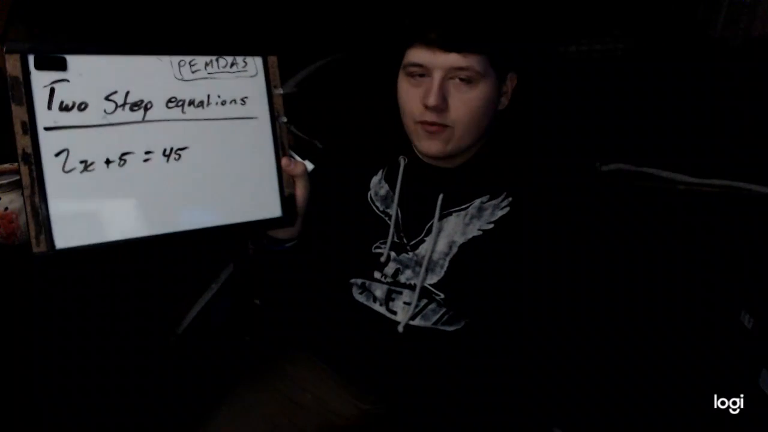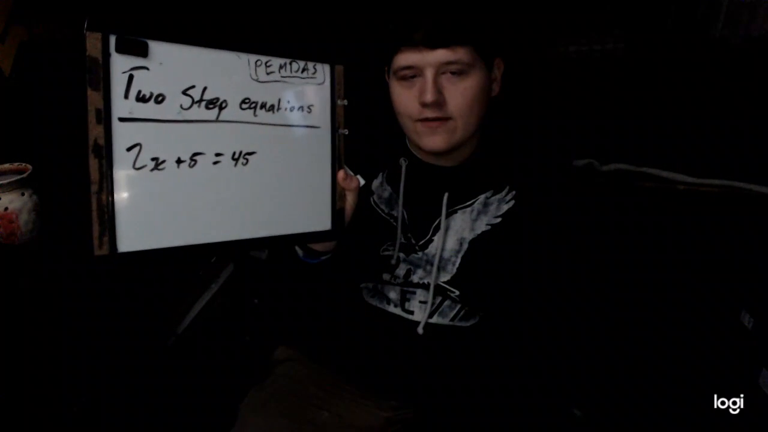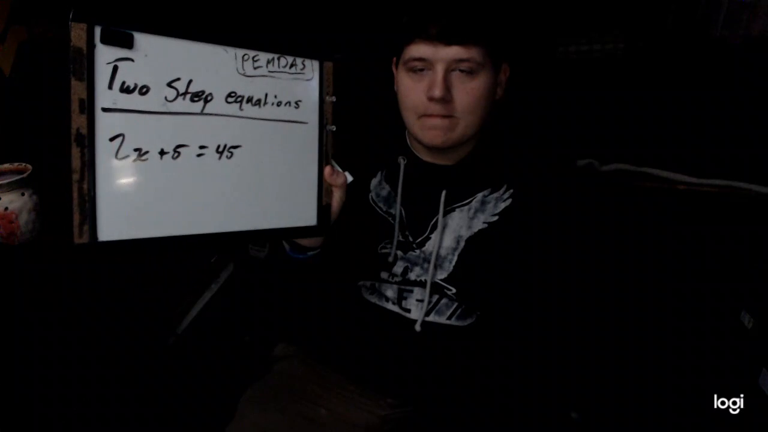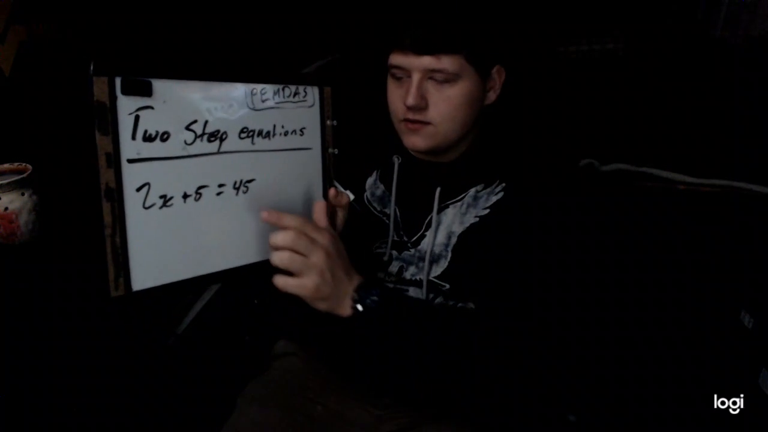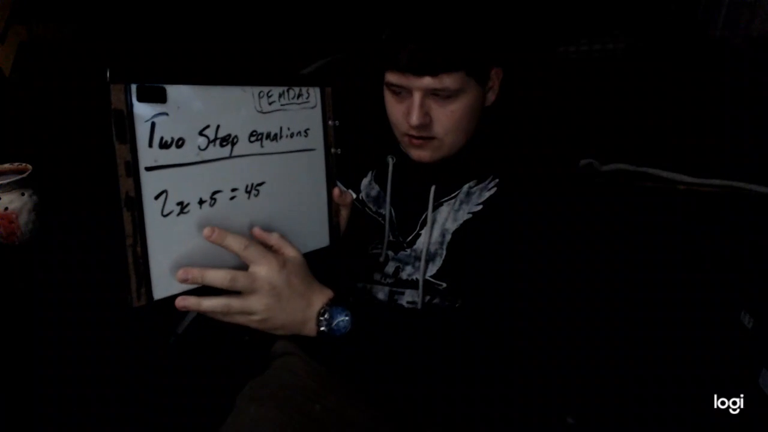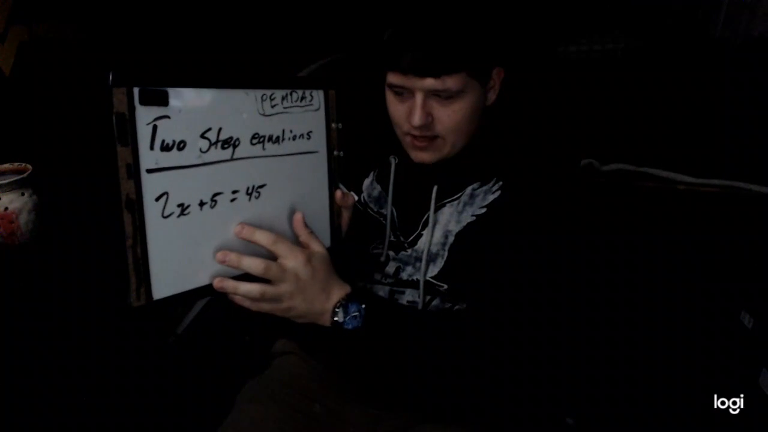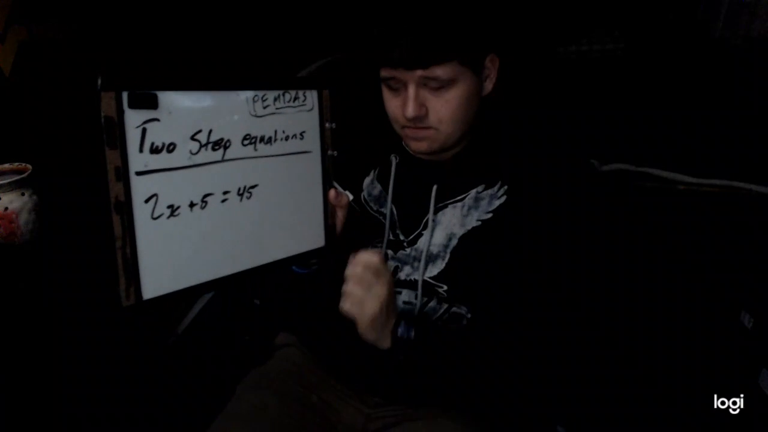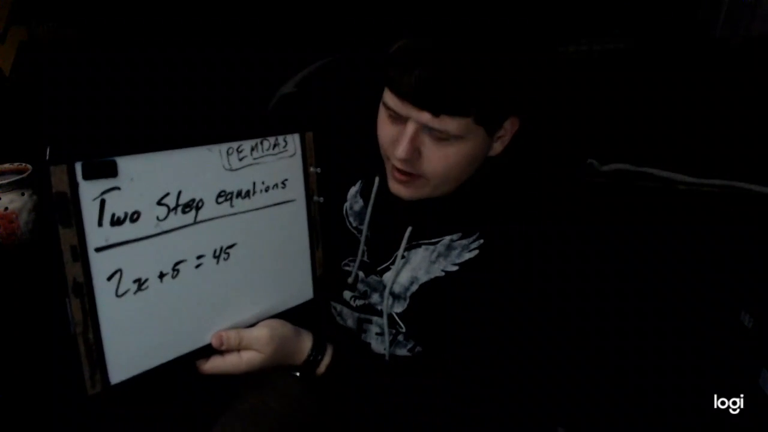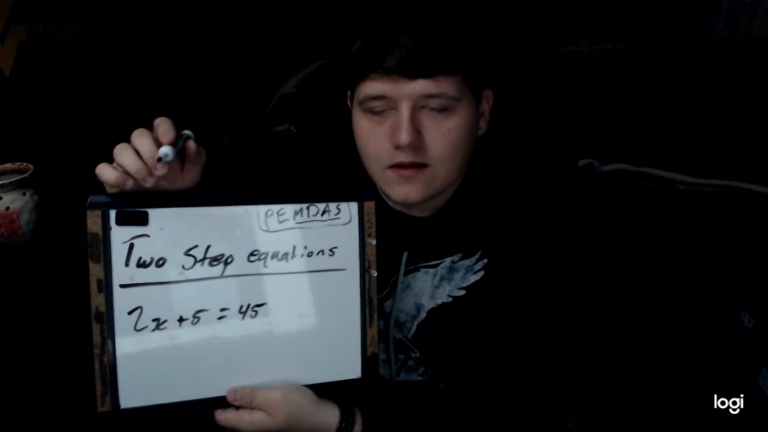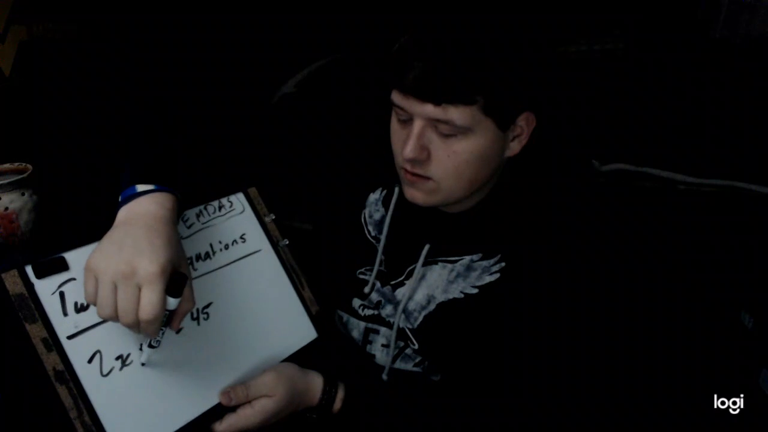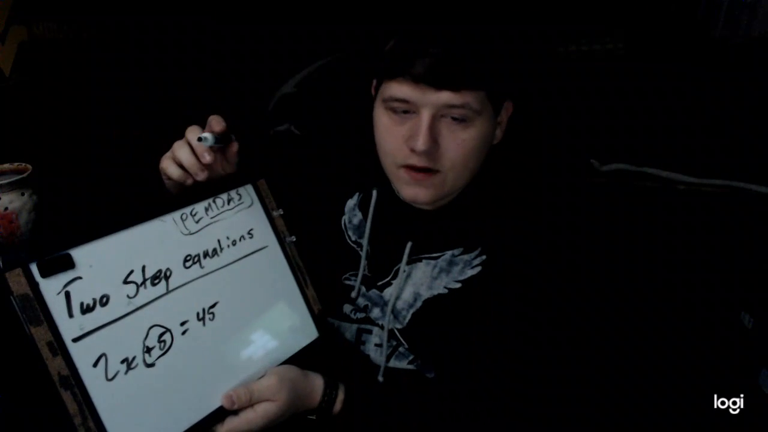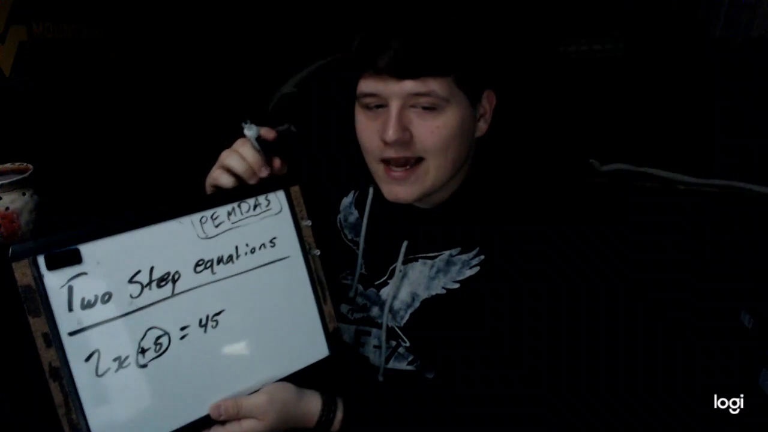So we have 2x plus 5 equals 45. And remember our PEMDAS here. 2x, we have our coefficient, plus 5 equals 45, the term, the answer. Okay, so what are we going to do first? Right, we're going to do the plus 5 part. So I'm going to circle that. So 5 is being added right here.